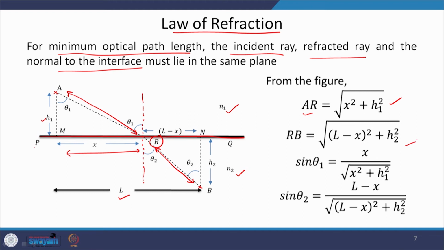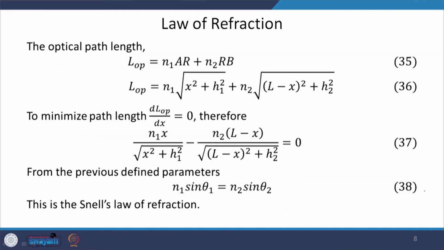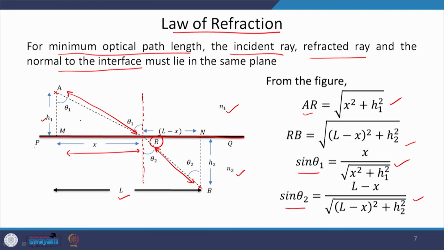Once these two distances are known, we can calculate sine of theta 1 and sine of theta 2, where theta 1 and theta 2 are angle of incidence and angle of refraction respectively. Okay. Once theta 1 and theta 2 are known, then we can move forward for calculating the optical path length, as we did in the last slide. Now, how to calculate the optical path length? The optical path length, as visible in this figure, would be AR plus RB.